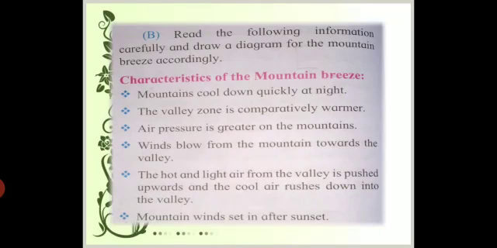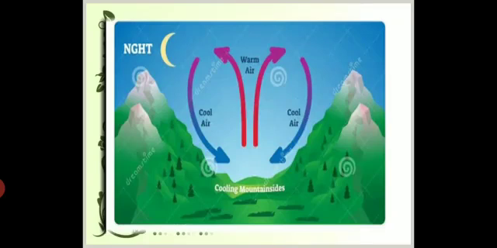Characteristics of the mountain breeze. Mountains cool down quickly at night. The valley zone is comparatively warmer. Air pressure is greater on the mountains. Winds blow from the mountains towards the valley. The hot and light air from the valley is pushed upwards, and the cool air rushes down the valley. Now see the diagram.